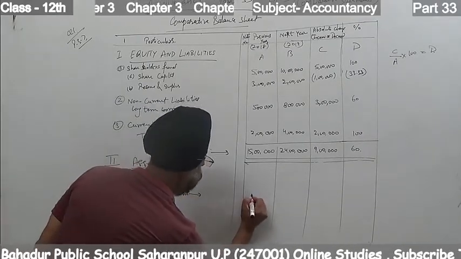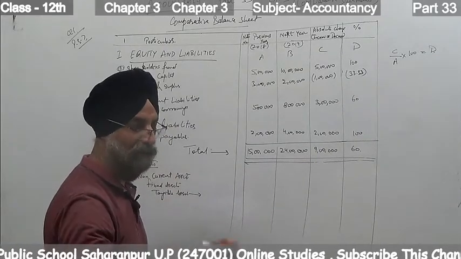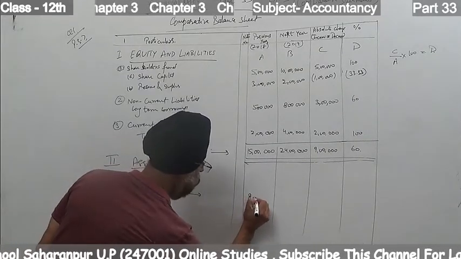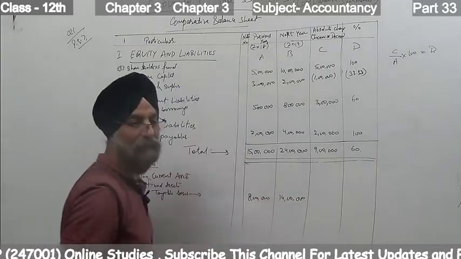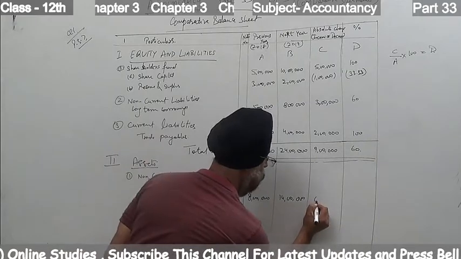this is 8 lakh and 14 lakh. Base year value 8 lakh and current year rupees 14 lakh. How much increase? 6 lakh. Put here 6 lakh.